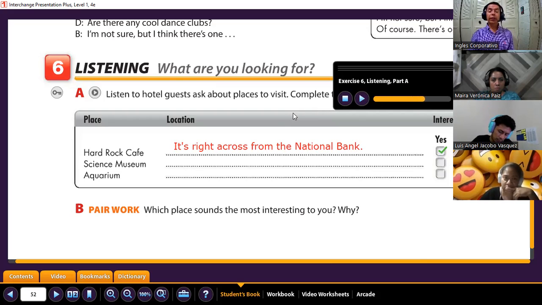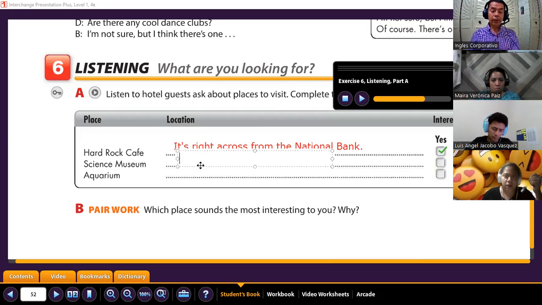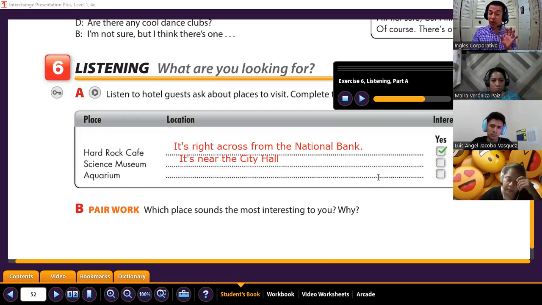Okay, good. So what is the Science Museum? That's near City Hall. It's near... Está cerca de, right? The City Hall, de la alcaldía. City Hall. Okay, now let's check it out if it's interesting or not.